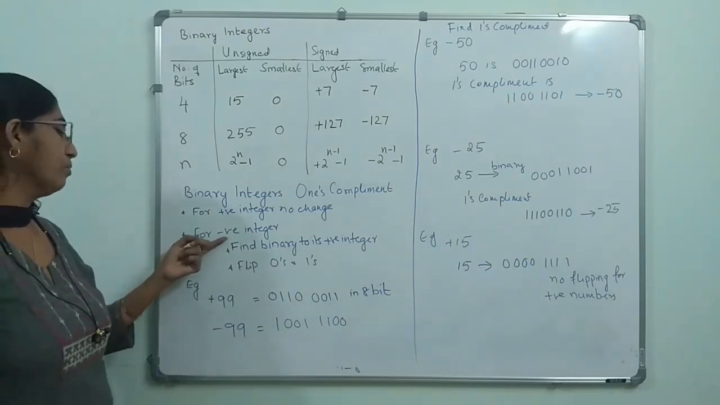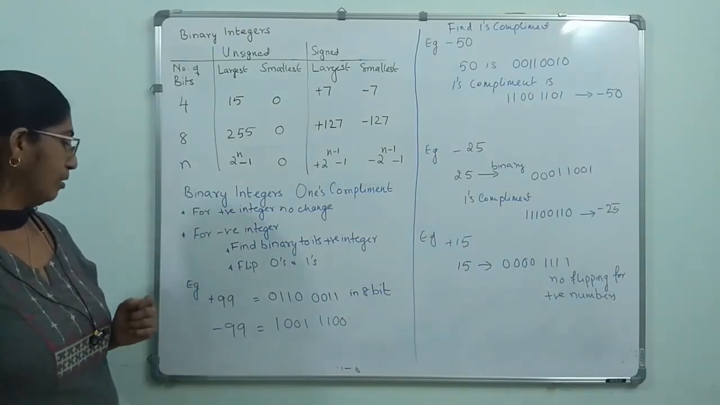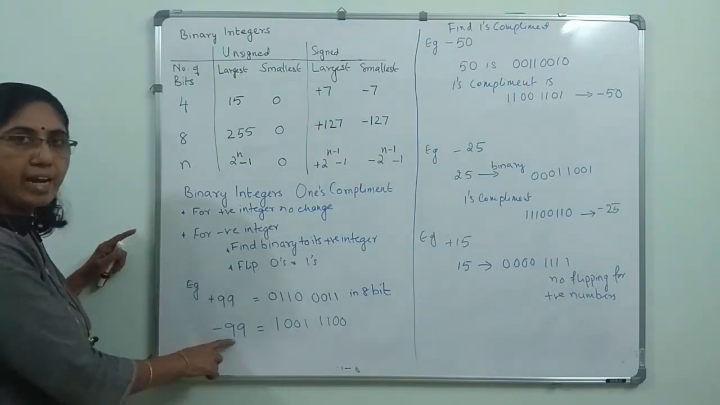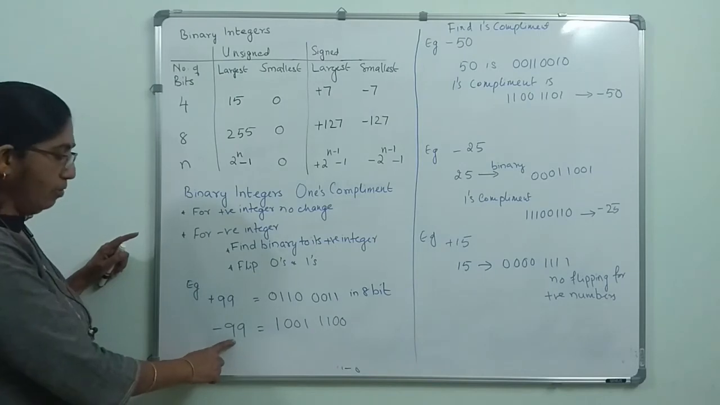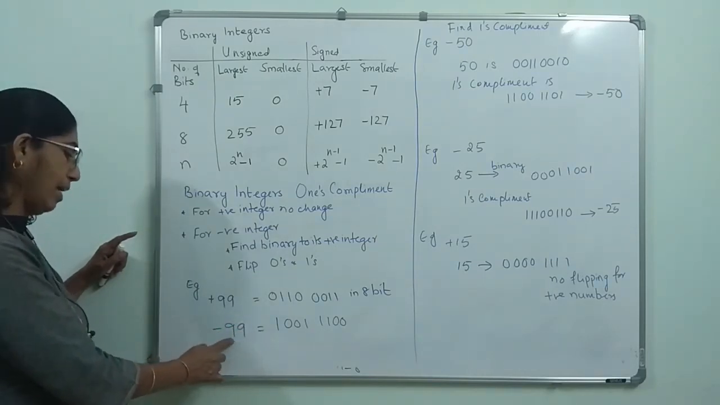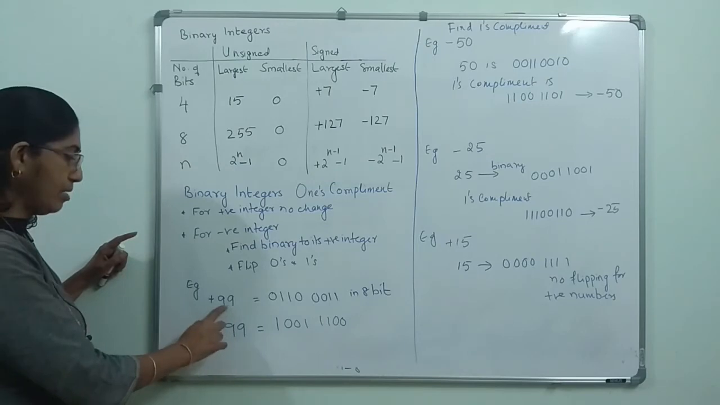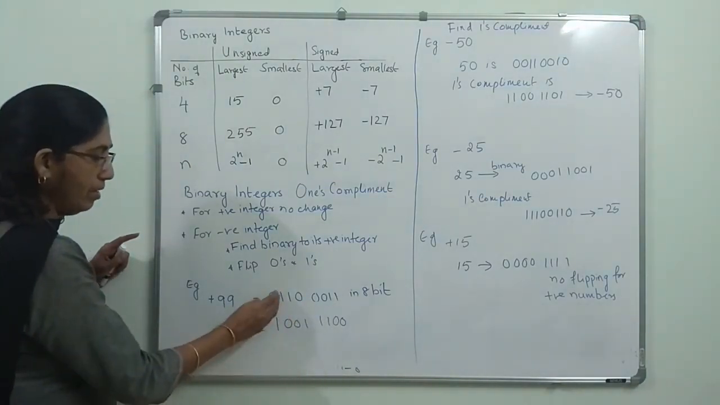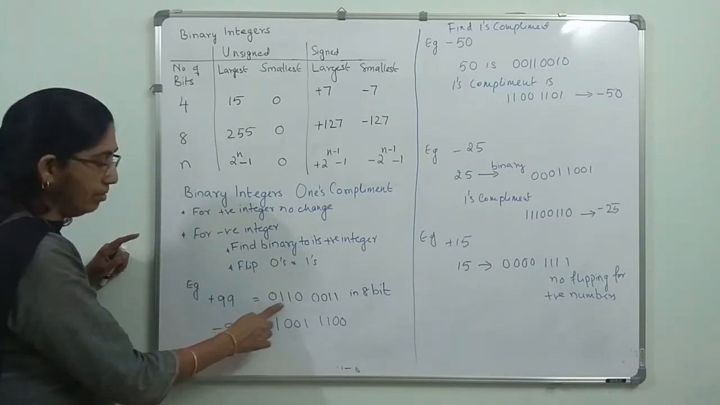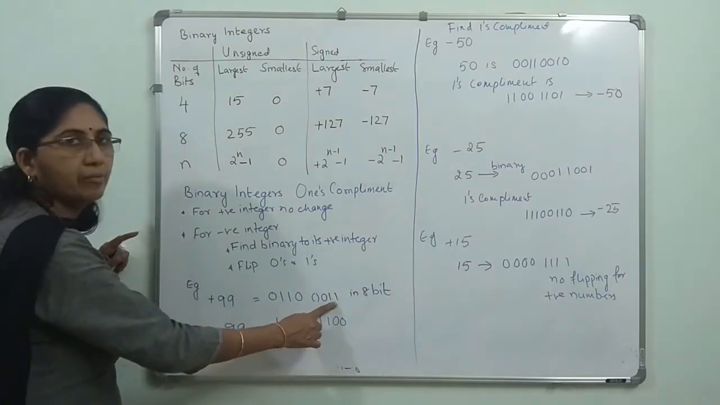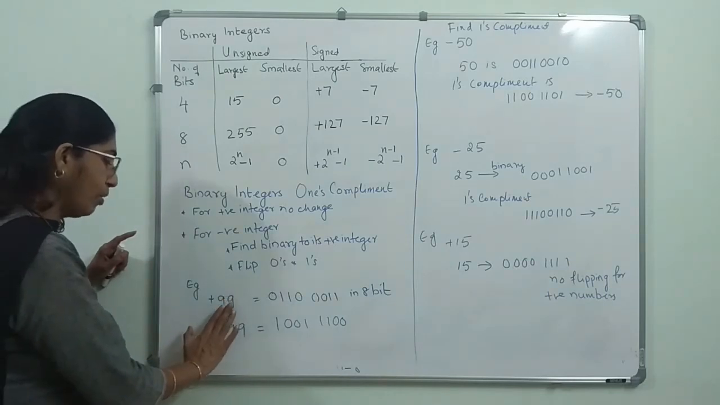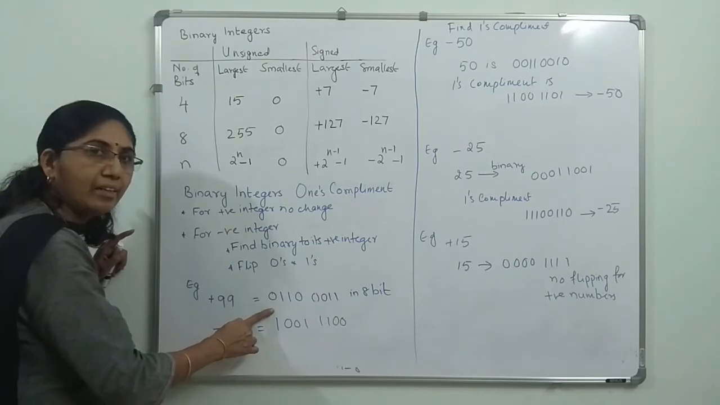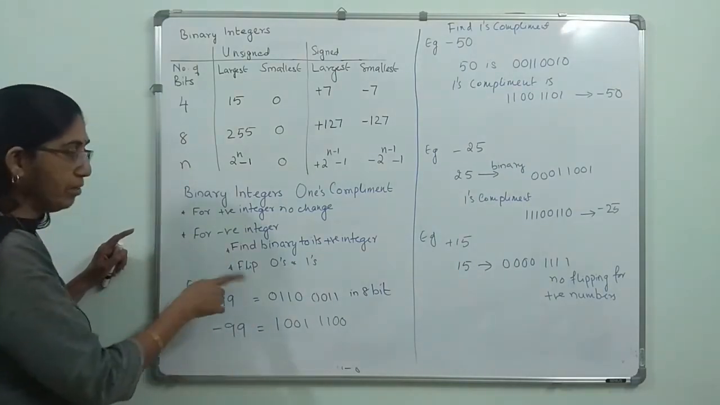For the negative integer, suppose you want to find out, for example, the 1's complement of minus 99. What you do is, you take 99 and find the binary equivalent of plus 99. This is the value of plus 99. This bit you are assigning for the sign bit. The rest of the value corresponds to 99. That means whatever is for the positive integer, you write down its binary in the 8-bit form, because you are asked to find it in the 8-bit form.